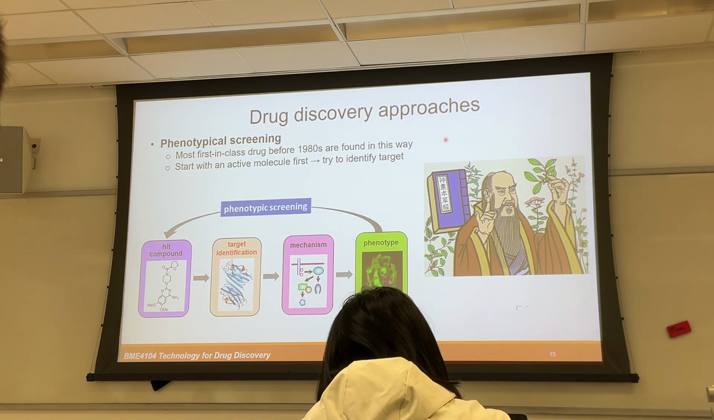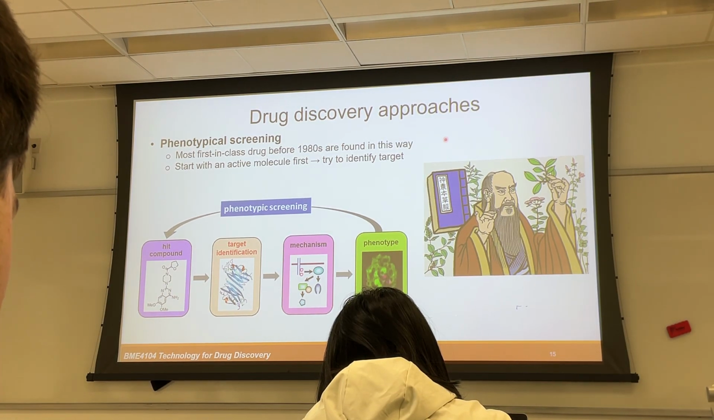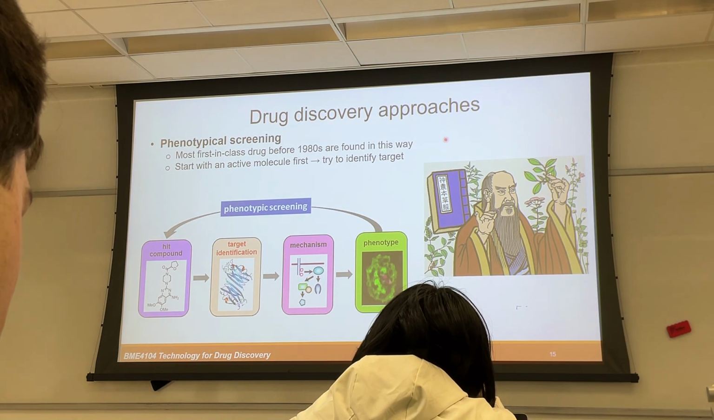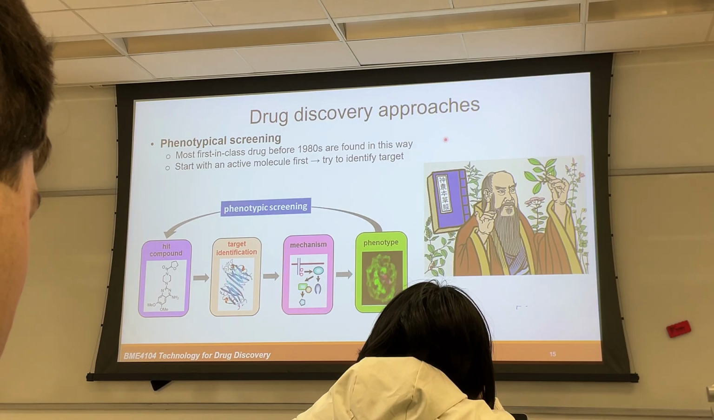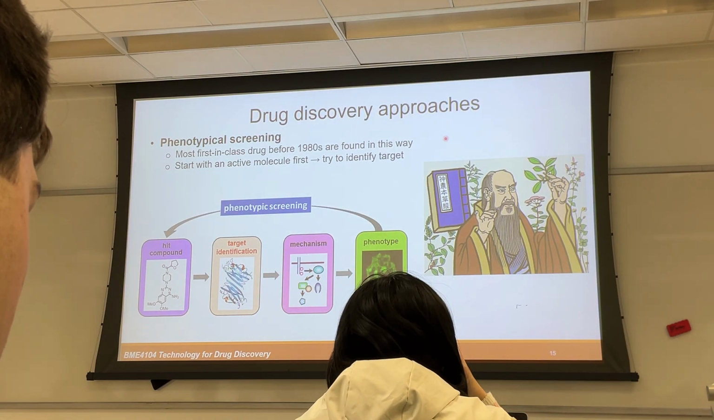Most of the drugs in ancient time or up to 100 years ago are discovered in this way, or I would say most first-in-class drugs before the 1980s are found in this way. So first-in-class drug means it is the first one in this big category. Many drugs can be considered as one category, so they have exactly identical MOA, so we don't consider them all novel drugs. Only the first one in this big category, we call it first-in-class drugs, all right?